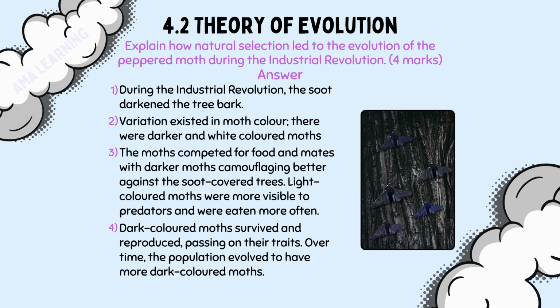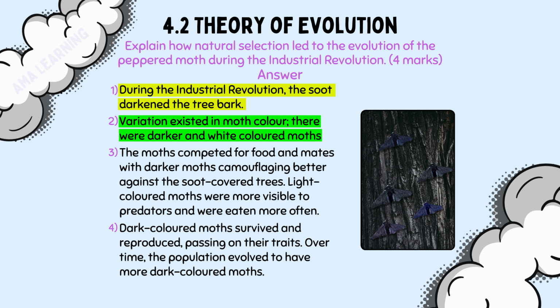Why would this model answer achieve full marks? 4 out of 4. It would get full marks because it contains all of the 5 stages of natural selection within the answer. It mentions the change in the environment, in yellow. During the Industrial Revolution, soot darkened the tree bark. It mentions variation in green. Variation existed in moth color. There were darker and white-colored moths.